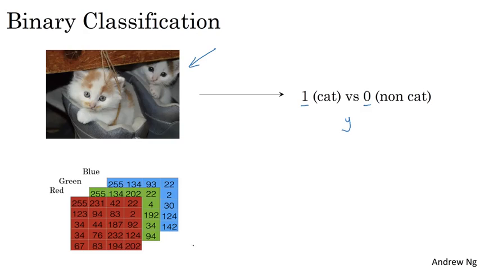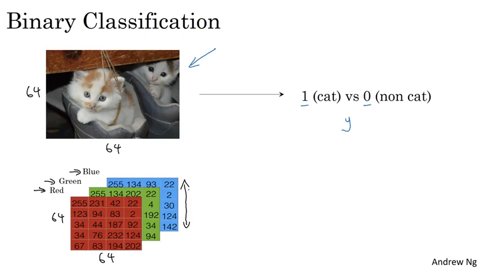Let's look at how an image is represented in a computer. To store an image, your computer stores 3 separate matrices corresponding to the red, green, and blue color channels of this image. So if your input image is 64 pixels by 64 pixels, then you would have 3 64 by 64 matrices corresponding to the red, green, and blue pixel intensity values for your image. Although to make these fit on the slide, I drew these as much smaller matrices. So these are actually 5 by 4 matrices rather than 64 by 64.